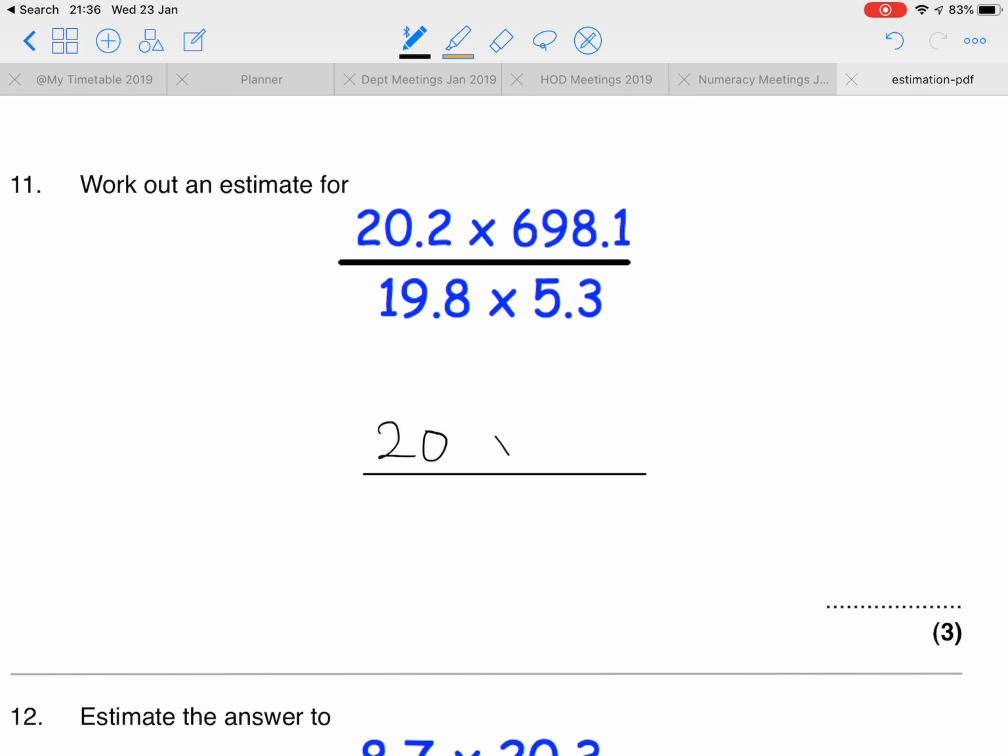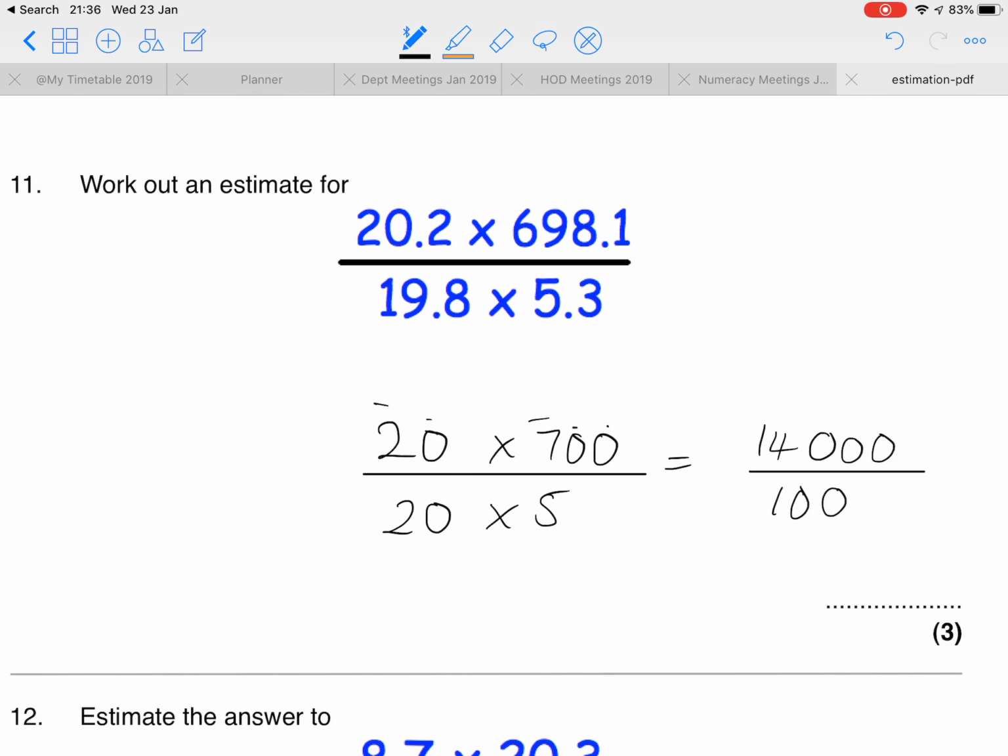20 times 700, 20 times 5, 2 7s are 14, 3 zeros, 2 5s are 10, 1 0. Cancel zeros top and bottom, 140 divided by 1.